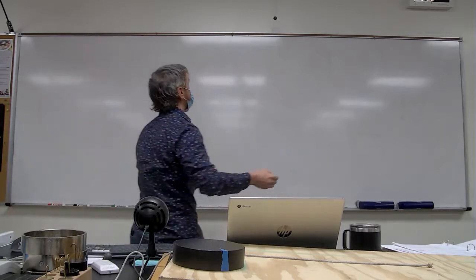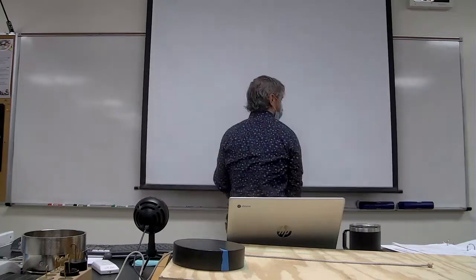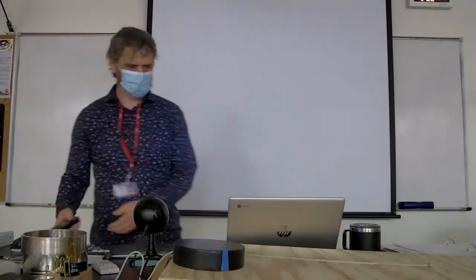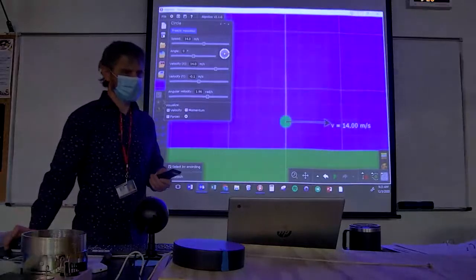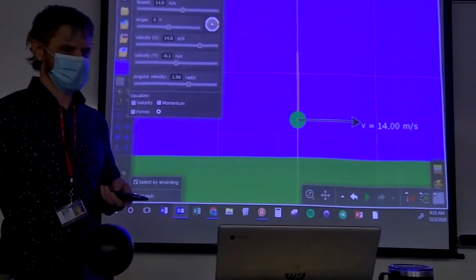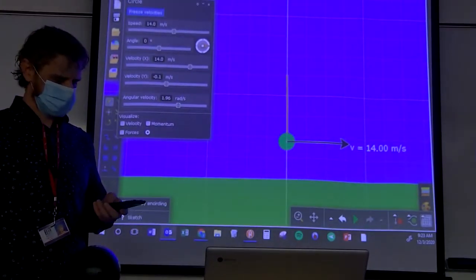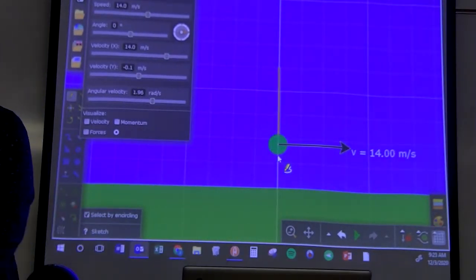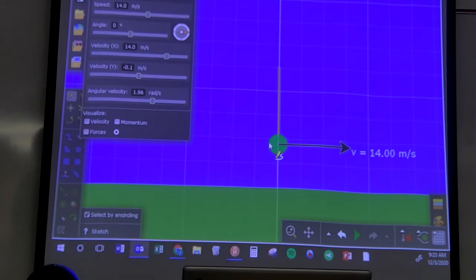And we can get a nice visual of that from the simulation. Let me zoom in real quick for the folks at home. So here to start with, I've got this object on the rope.